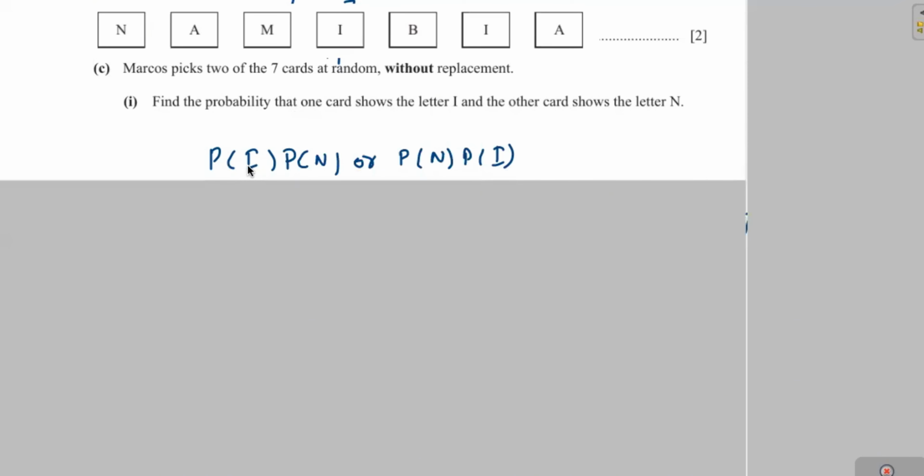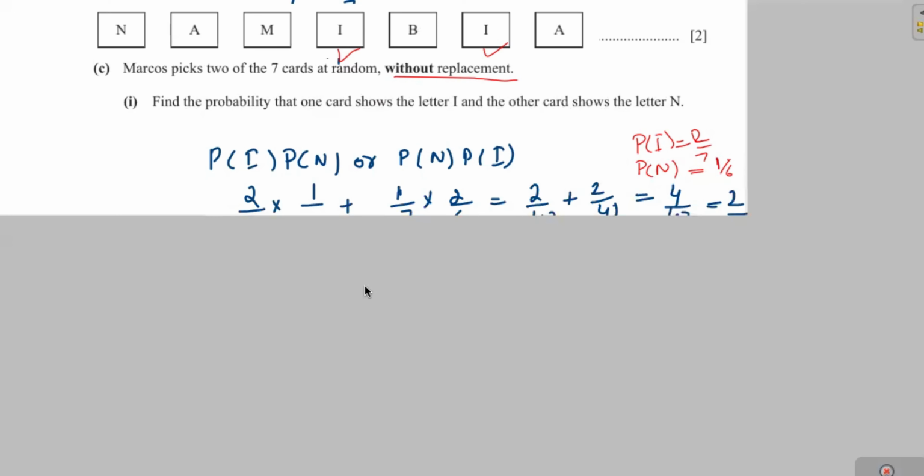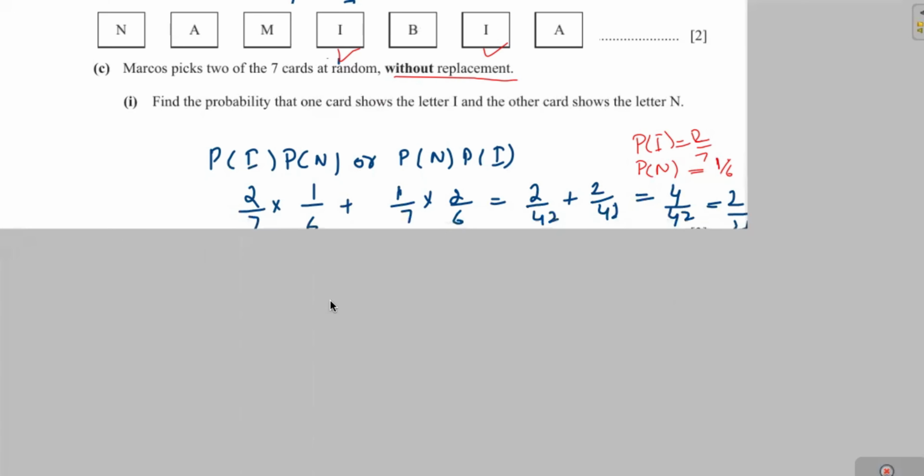If he picks letter I first, what is the probability of letter I? The probability of letter I is the number of letter I divided by the total letters. The number of letter I here is 2, look here 1 and 2, and the total letters are 7. We write 2 over 7. The probability of I will be 2 over 7. And the probability of N, the number of N cards, is 1 over 6. The same case applies when we take N and then I.